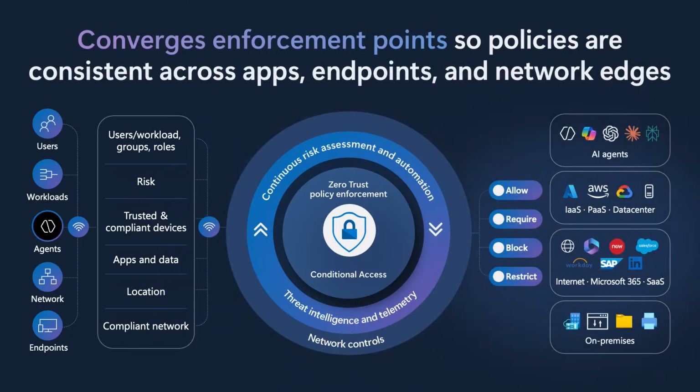And finally, Access Fabric converges enforcement points. With an Access Fabric, you can converge enforcement points and decisions on whether to allow, require reauth, block, or restrict access. So if you have a policy that blocks all high-risk users, for instance, it can apply to your on-prem or cloud apps, infrastructure, and AI agents. You get consistency in your policies and a more secure environment as a result.